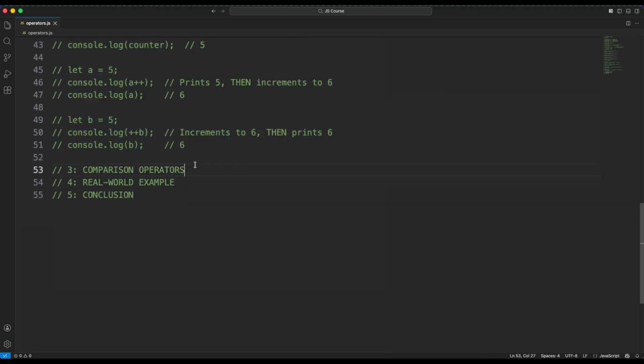Now moving to our next topic, comparison operators. Finally, let's look at the comparison operators, which you already know. This equal is actually one of them. These operators compare two values and return a boolean, either true or false. You will use them constantly when writing conditional logic. Here are the main comparison operators.